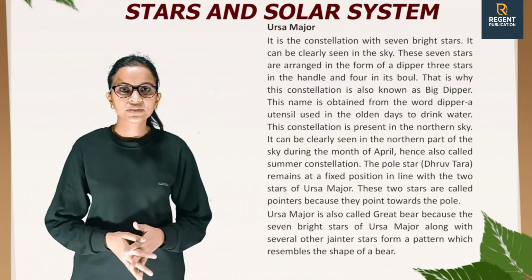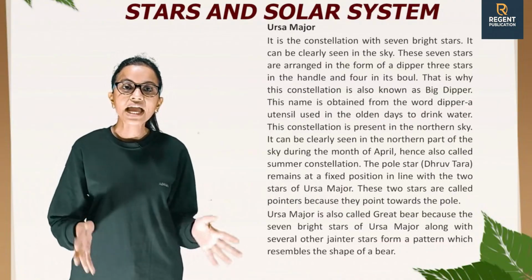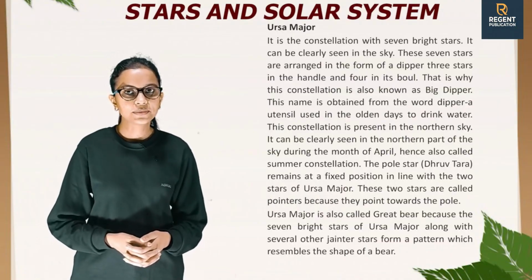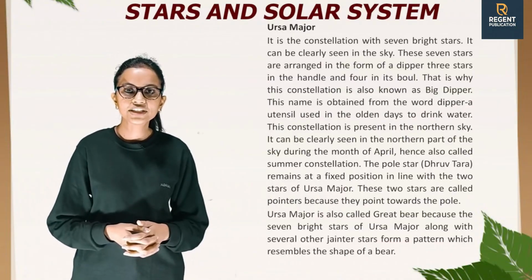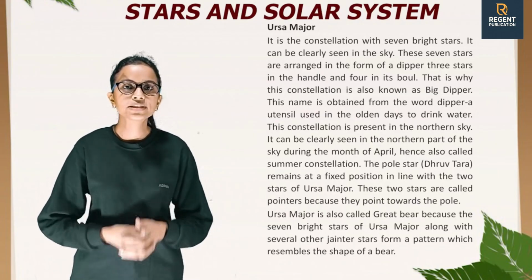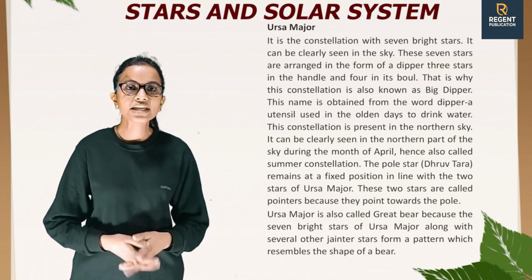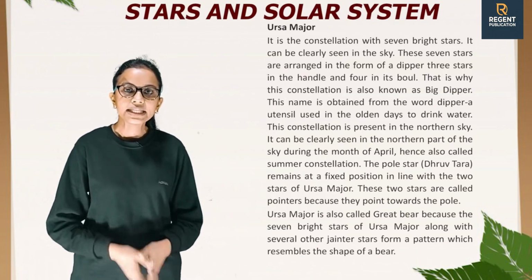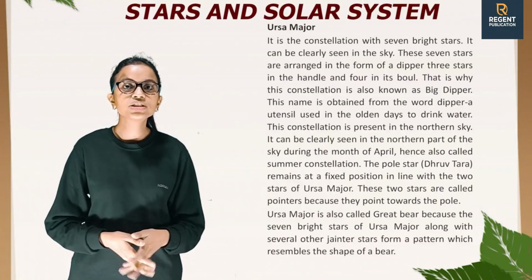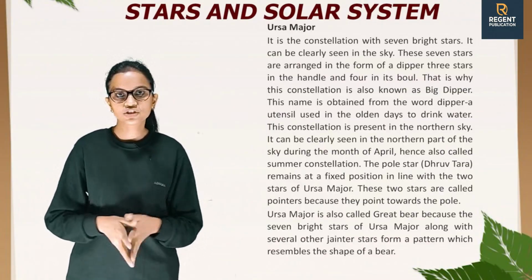Ursa Major. It is the constellation with 7 bright stars. It can be clearly seen in the night sky. These 7 stars are arranged in the form of a dipper, 3 stars in the handle and 4 in its bowl. That is why this constellation is also known as Big Dipper. This name is obtained from the word dipper, a utensil used in the olden days to drink water.